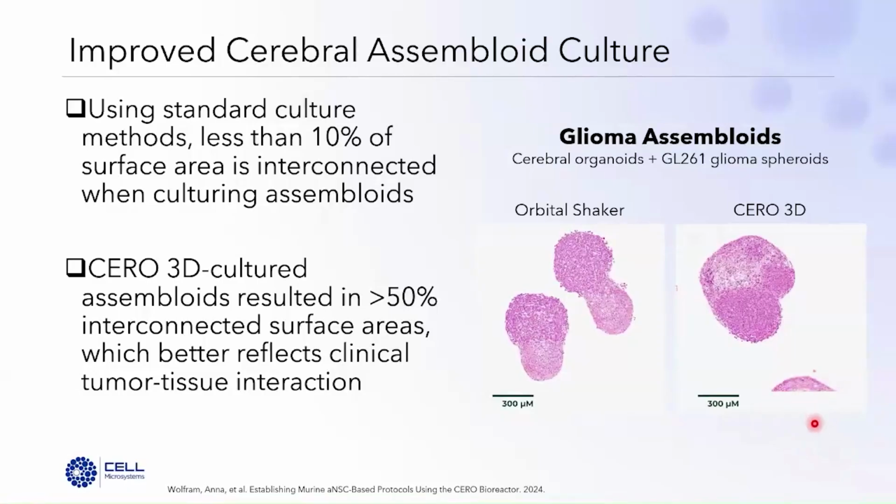This increase in interconnectedness better reflects that tumor tissue interaction. And ultimately, as they continued to study these, they found that they could more accurately model that tumor microenvironment when they created these assembloids in 3D, in the Zero 3D.